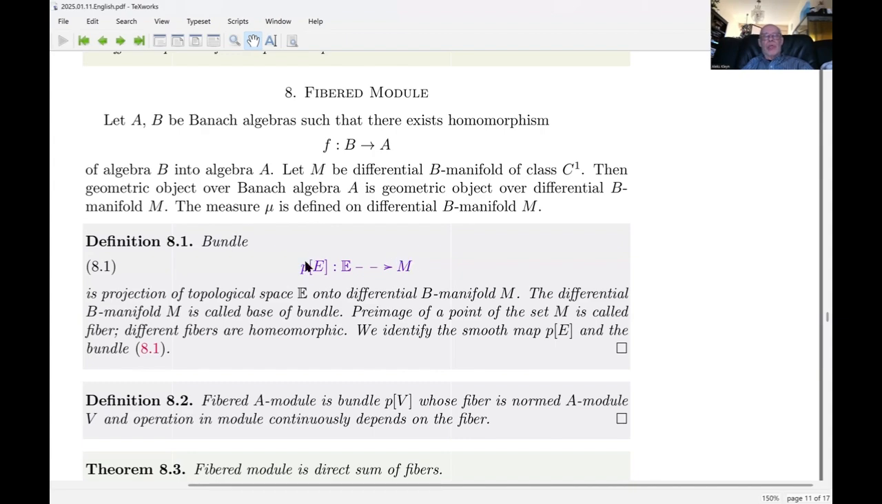Definition. Bundle A.1 is a projection of topological space E onto differential B-manifold M. The differential B-manifold M is called the base of the bundle. The image of a point of the set M is called a fiber. Different fibers are homeomorphic. We identify the smooth map field E and the bundle A.1.